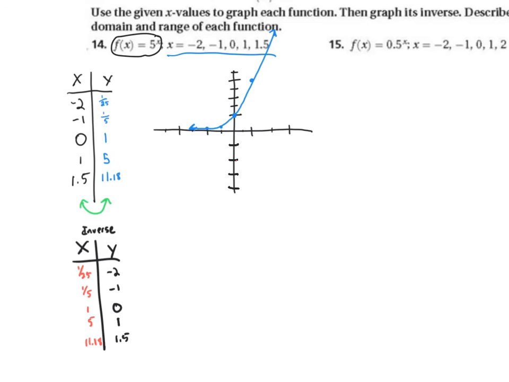-1, so we're at -2. So we're real close there. When we're at 1/2, we're at -1, so it's a little bit further away. When we're at 1, we're at 0. When we're at 5, we're at 1. 1, 2, 3, 4, 5. We're at 1. So I'm up here. And then when I'm at 11, we're at 1.5. So it's up here somewhere.